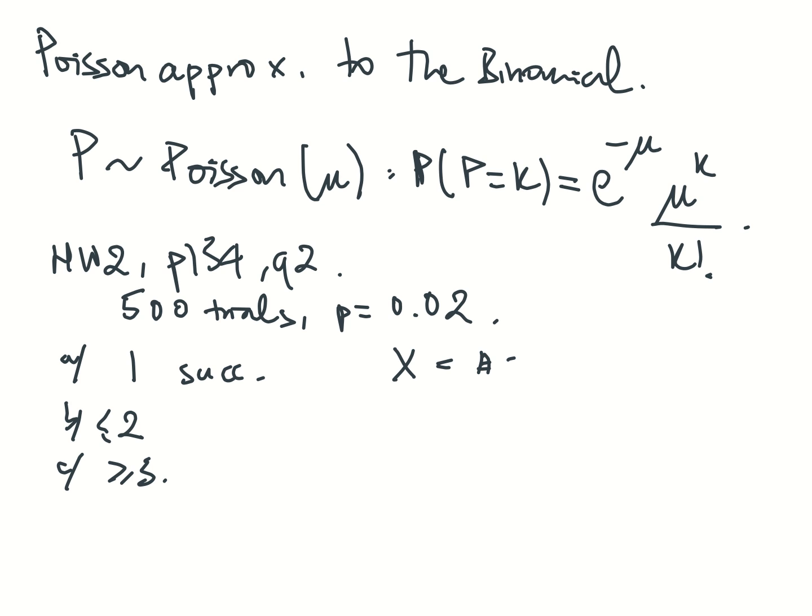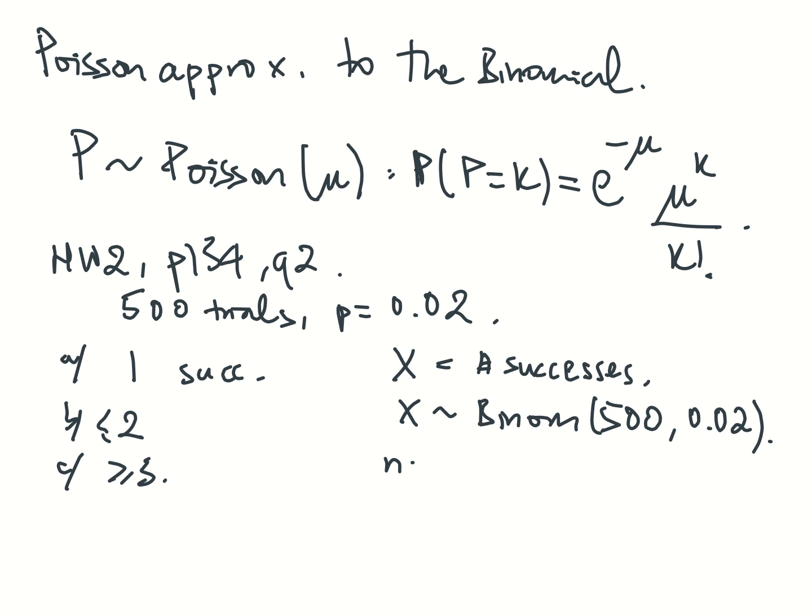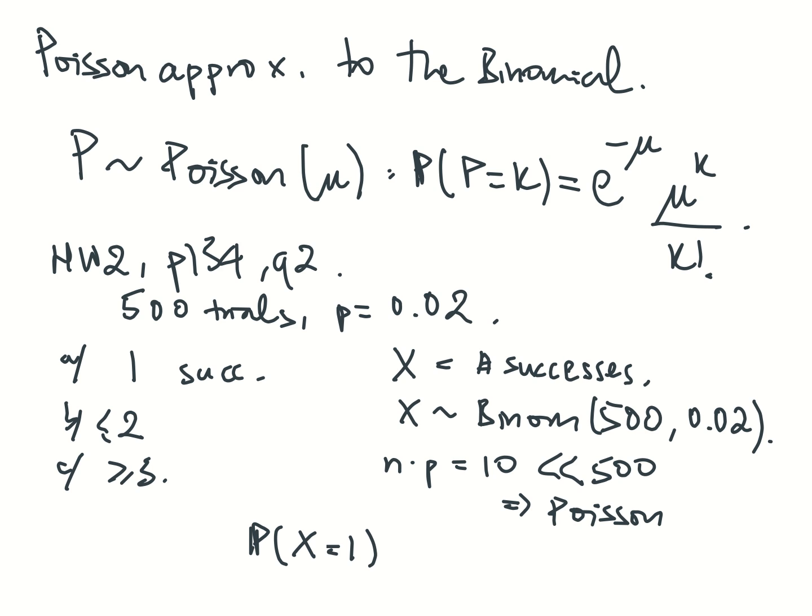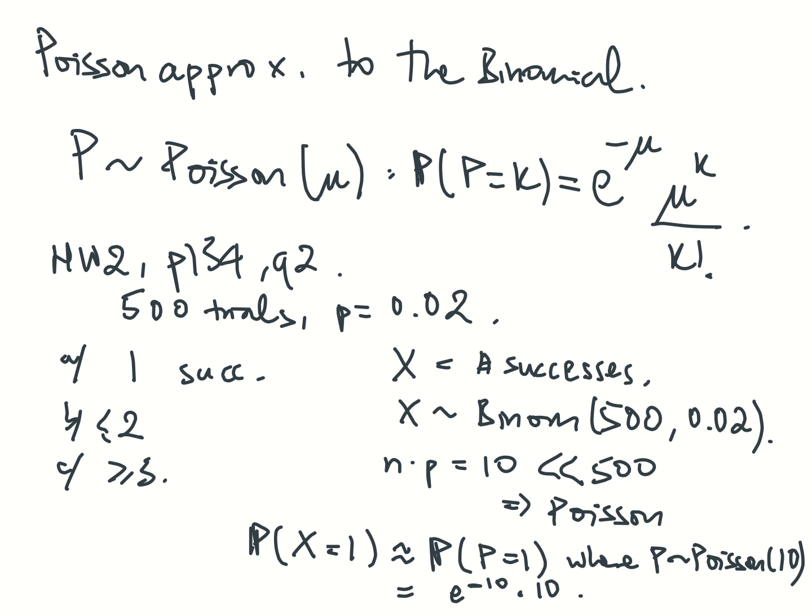Let X be the number of successes out of 500 trials. Then X has the binomial distribution, n is 500, p is 0.02. Because n times p, in this case 10, is small relative to n, we use the Poisson approximation. This gives the probability of X equals 1 is approximately the probability of a Poisson(10) equal to 1, which is equal to e to the minus 10 times 10.